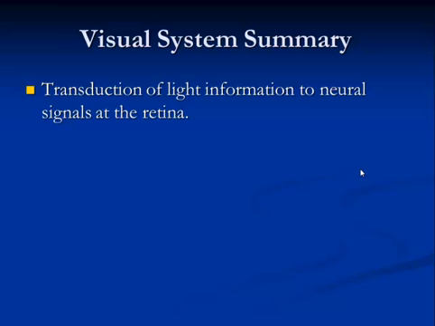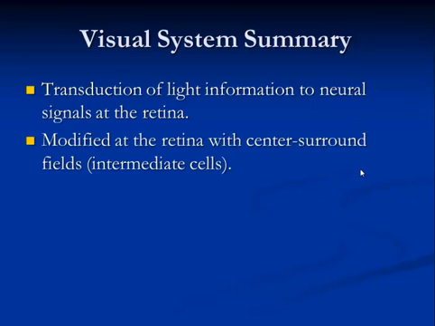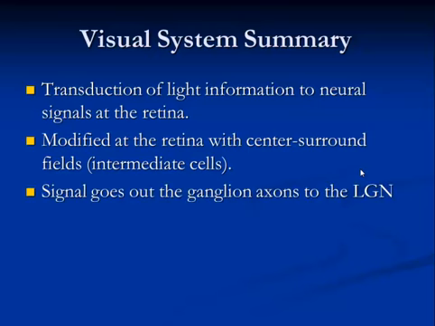So let's go through a visual system basic summary. You should know a little bit about transduction, that process of taking light energy and transforming it into a neural signal that the brain can deal with. This happens at the retina. You should know a little bit about the anatomy of the eye, how that light gets there, and how it's transduced. We get a little bit of modification already of that information by these center surround fields. These happen at the ganglion cells. We're already modifying that image to accentuate some edges and lines.